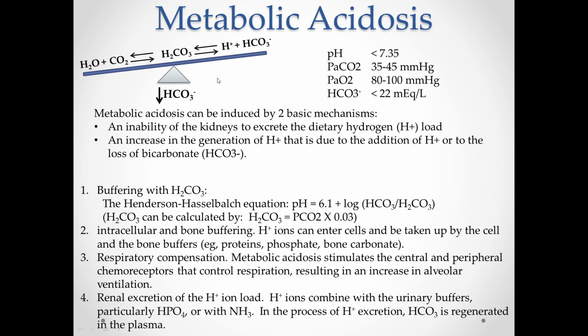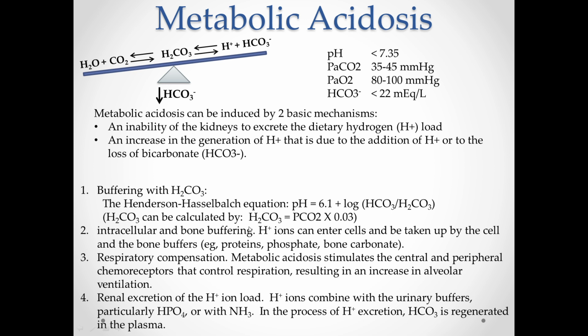Metabolic acidosis occurs if there is a reduction in bicarb. If there's a reduction in bicarb and there's a metabolic acidosis, then oftentimes the PaCO2 levels are unchanged, yet the body's blood pH is reduced. It can be induced by two mechanisms: an inability of the kidneys to excrete dietary hydrogen, and an increase in the generation of hydrogen that's due to the addition of hydrogen or to the loss of bicarb. So your body can compensate for this via several different mechanisms. It can buffer with carbonic acid.